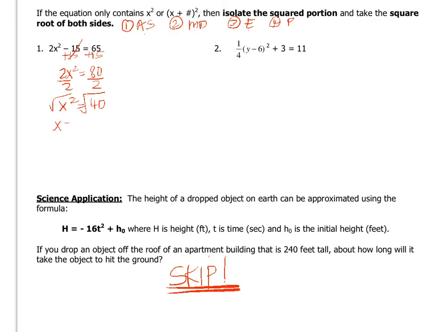Now we said when you solve a square root, you should get 2 answers, the plus and the minus. Here's the problem though, 40 is one of those perfect squares that you can break down with 4 times 10, and the square root of 4 is just 2. So I'm going to rewrite this as 2 square roots of 10. So I really have 2 solutions.